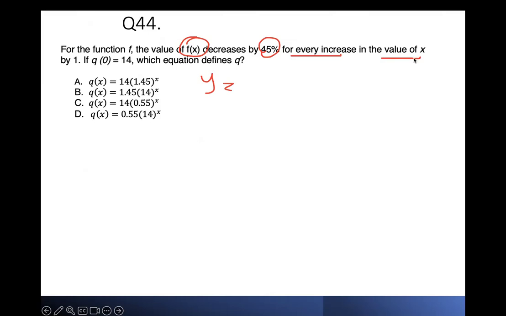Therefore, I know my initial, they've given me this, f of x is equal to 0. Therefore, the initial has to be 14. And if I start from somewhere, the next step when there's an increase in x, I'm going to lose 45%, which is 0.45. I know this is 55. That means I will be left with 55, so this is going to be 0.55 for the change in x.